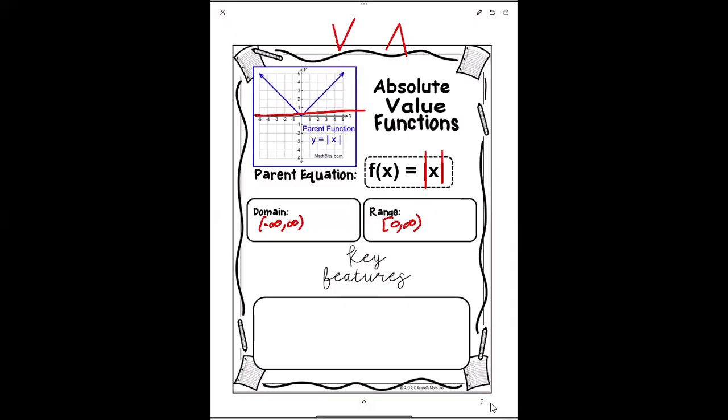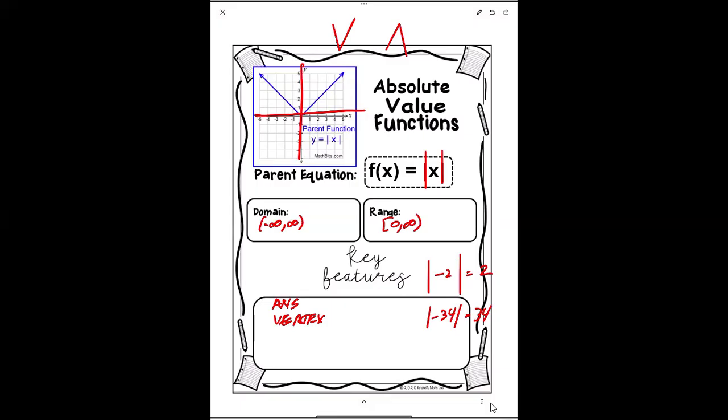All right. Key features. It has an axis of symmetry as well. It also has a vertex, just like the quadratic. The key about absolute values is any number that you put inside, it makes it positive. So the absolute value of -2 is 2. Absolute value of -34 is 34. It makes everything positive.